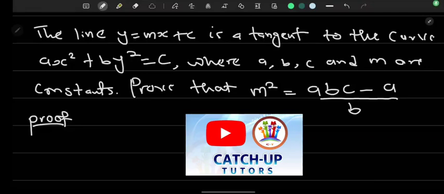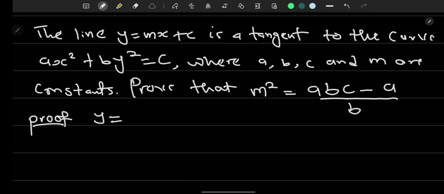In this class, we're going to provide a solution to this given problem, where the line y equals mx plus c is a tangent to the curve ax squared plus by squared equals c, where a, b, c, and m are constants. Then we should prove that m squared equals (abc minus a) divided by b.